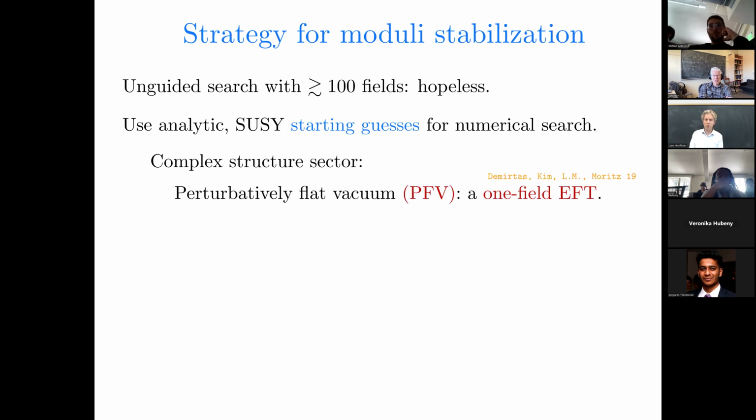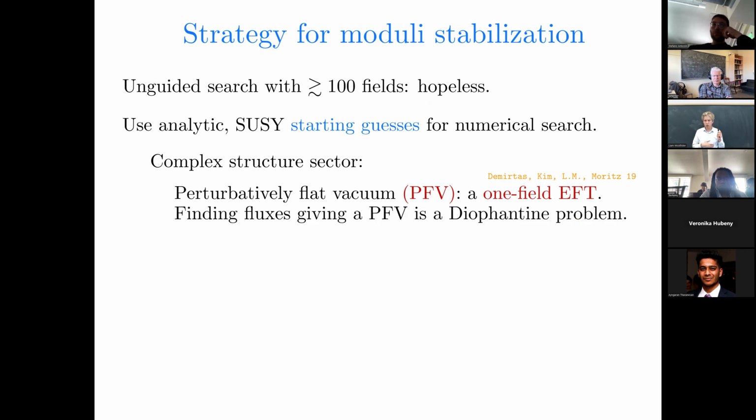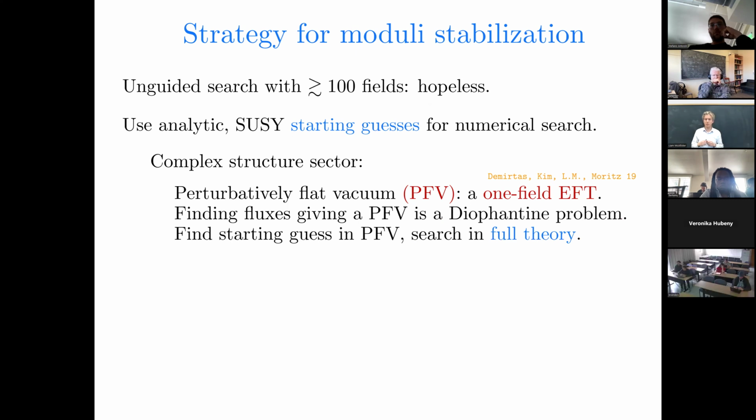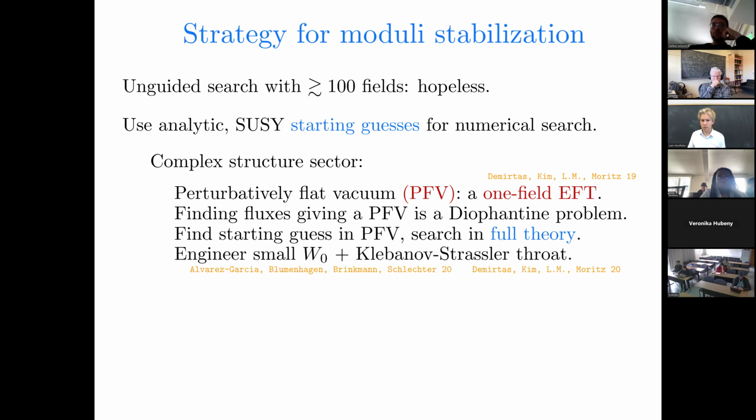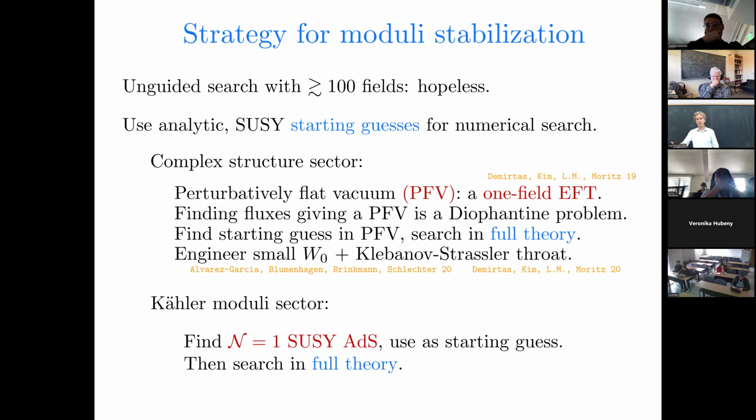So in the complex structure sector, what we did is solve the Diophantine equation I described before to find a single flat direction along which the perturbative terms vanish. It's what we call a PFV, perturbatively flat vacuum. That's a particular one field effective field theory. And what we do is use that one field EFT to find a good guess to where the solution will arise in the full theory. Then we go back and check in the full theory and see if we can recover it. So it's a means of clever guessing. And in this way, we engineer a small flux superpotential and we engineer a Klebanov-Strassler throat. And we were successful at doing this. Now, turning to the Kähler moduli sector, we first find a supersymmetric ADS vacuum and use that as a starting guess to find a de Sitter vacuum in the full theory.